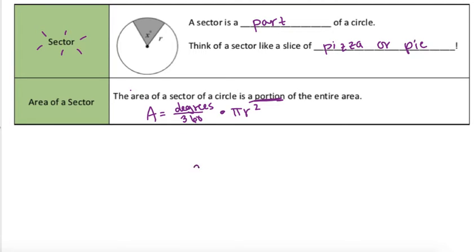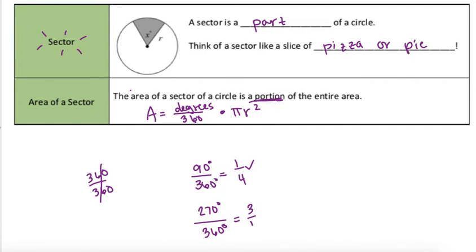So when we want 90 degrees out of 360, like on number 3, that means we want 90 degrees. We don't want the whole 360, because 360 divided by itself would be 1, meaning we want all the pi r squared. But 90 divided by 360 simplifies to 1/4, which is what we did on number 3. The 270 degrees that we would want out of 360 would simplify to the 3/4 that we wanted on number 4.